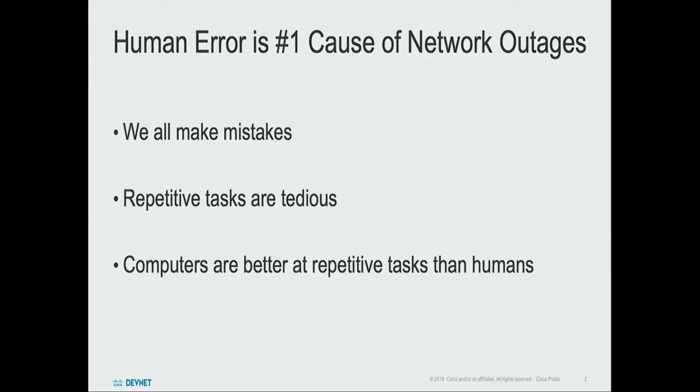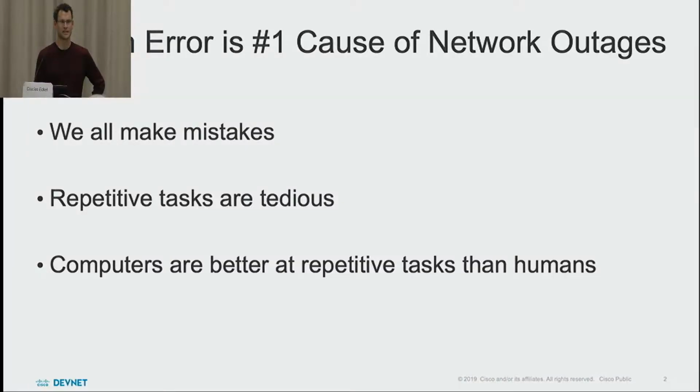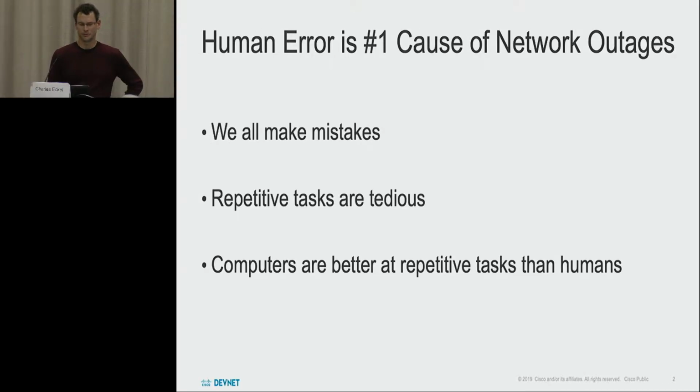So, interesting study here. One of the things that came out of it was that human error is the number one cause of network outage. And that's human error in multiple different forms. I don't think this really comes as a surprise to many people. Making mistakes is, to err is human.